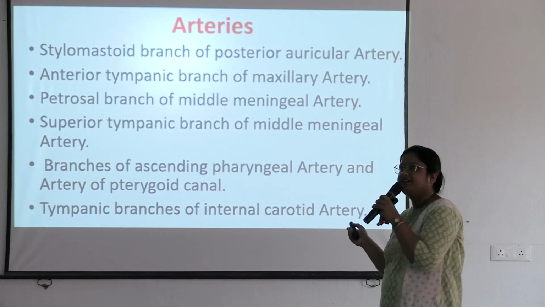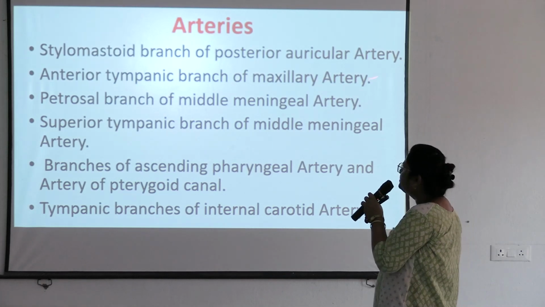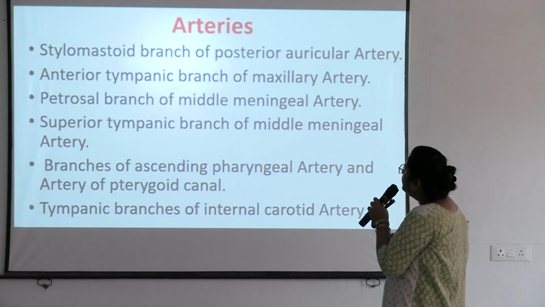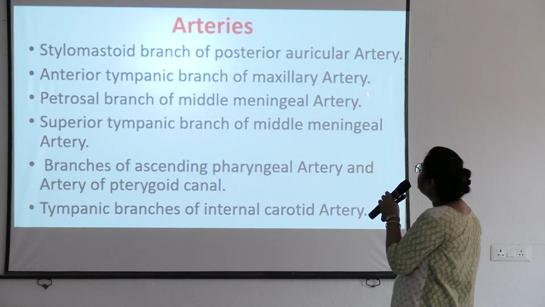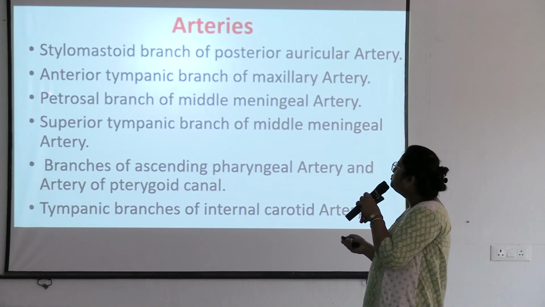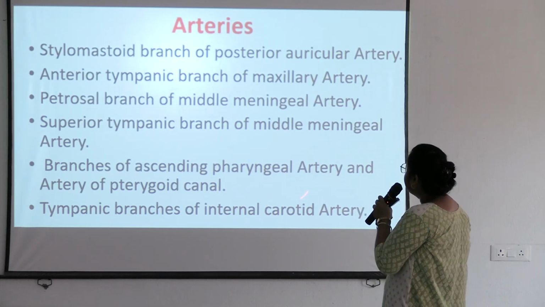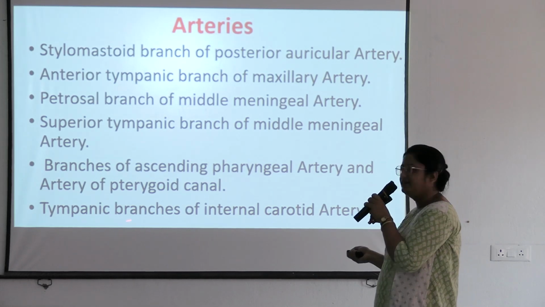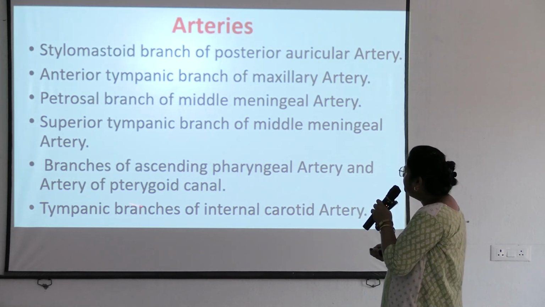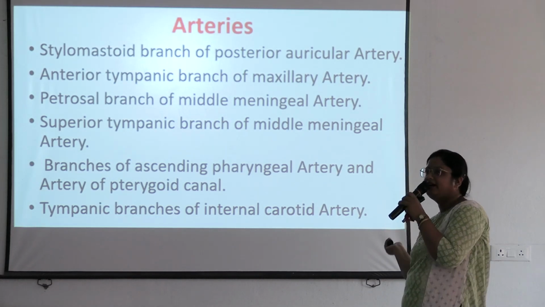Next we are going to the arteries. What are the arteries present here? Stylomastoid branch of posterior auricular artery, anterior tympanic branch of maxillary artery, petrosal branch of middle meningeal artery, superior tympanic branch of middle meningeal artery, branches of ascending pharyngeal and artery of pterygoid canal, and tympanic branch of internal carotid artery. So these are the arteries supplying the middle ear.